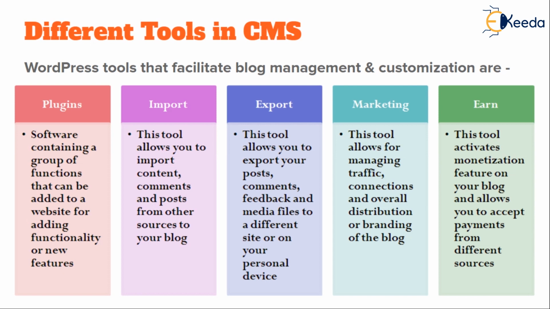Lastly, there are earning tools. These activate monetization features on your blog and allow you to accept payments from different sources using different platforms or third party partners like PayPal or Stripe. What these tools do for you is allow you to earn money from your blog in different manners. In previous chapters, we have talked about monetization. So this is basically where it boils down to.